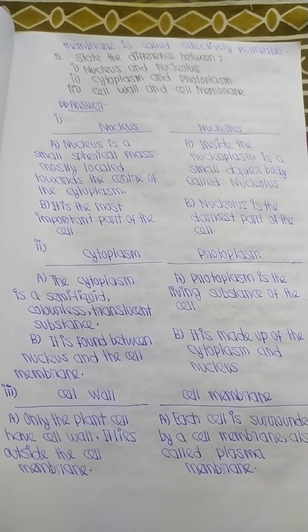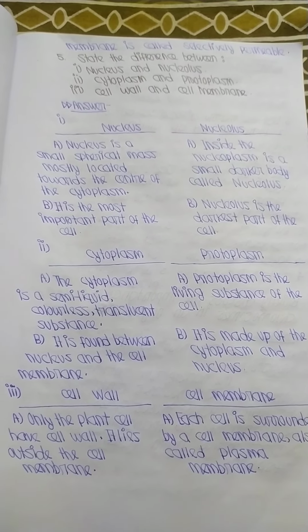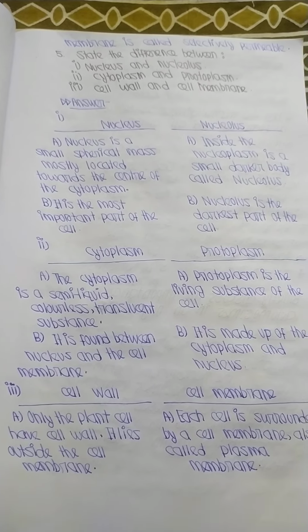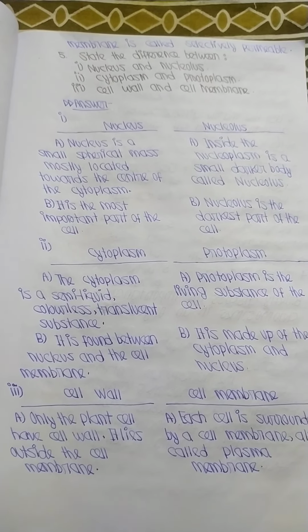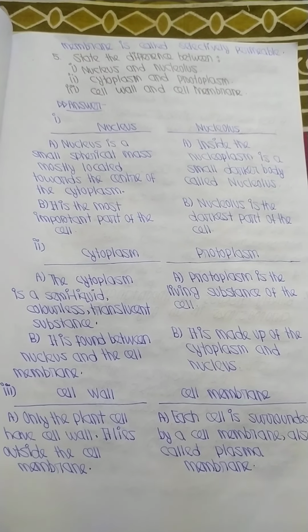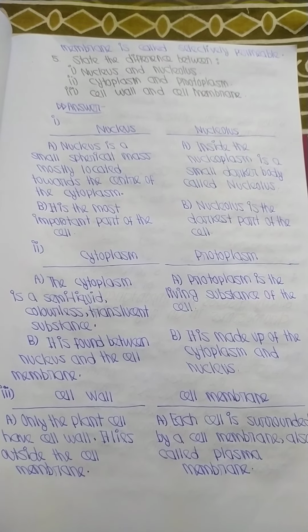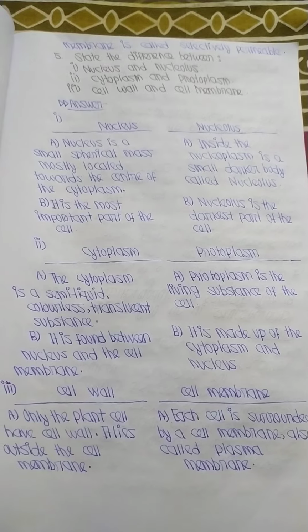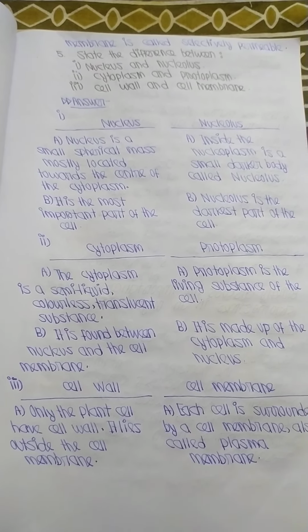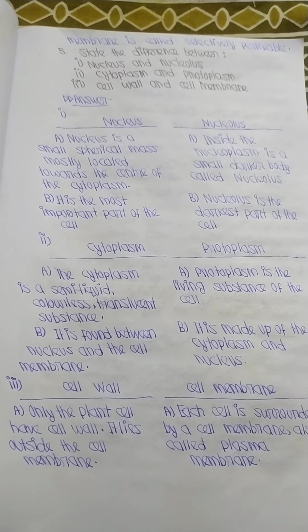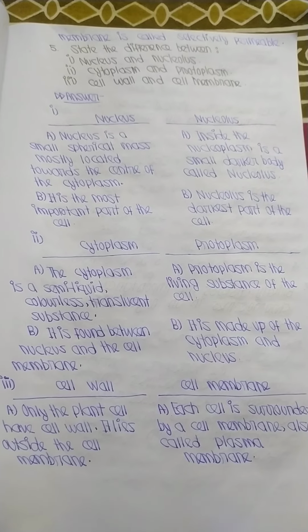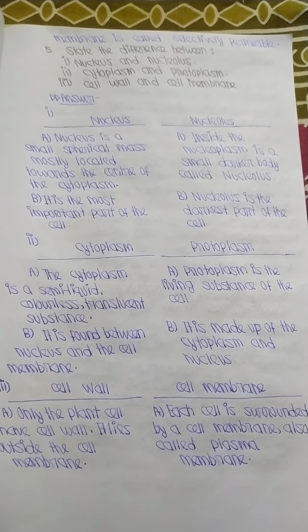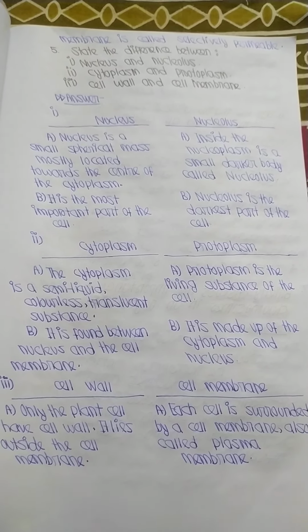Nucleus. A. Nucleus is a small spherical mass mostly located towards the center of the cytoplasm. Nucleolus. A. Inside the nucleoplasm is a small darker body called nucleolus. Nucleus. B. It is the most important part of the cell. Nucleolus. B. Nucleolus is the darkest part of the cell.